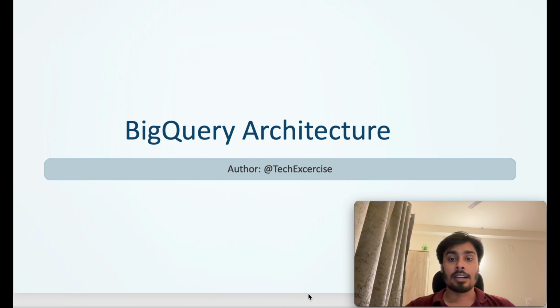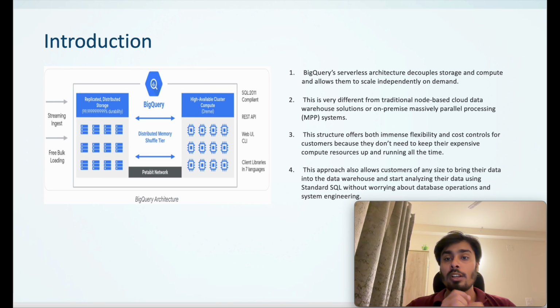Now let's get started. Introduction. BigQuery's serverless architecture decouples storage and compute and allows them to scale independently on demand. This is very different from traditional node-based cloud data warehouse solutions or on-premise massively parallel processing systems. This structure offers both immense flexibility and cost controls for customers because they don't need to keep their expensive compute resources up and running all the time.